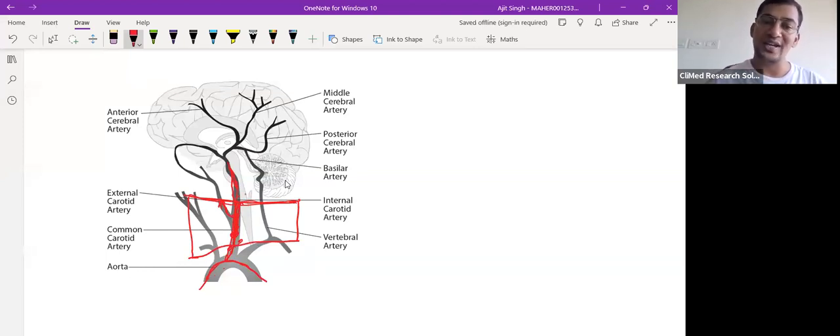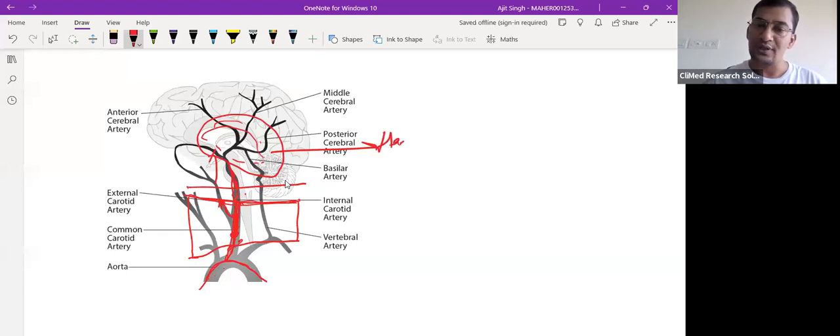Hemorrhagic stroke usually happens above the neck. Okay, this is the area of usually hemorrhagic stroke. Hemorrhagic means blood clots happen in your brain. Blood clots or thrombus in your brain is called hemorrhagic stroke. And this is the ischemic stroke.